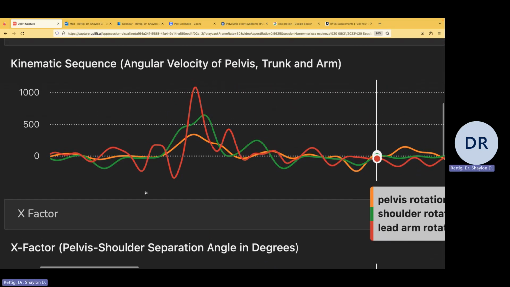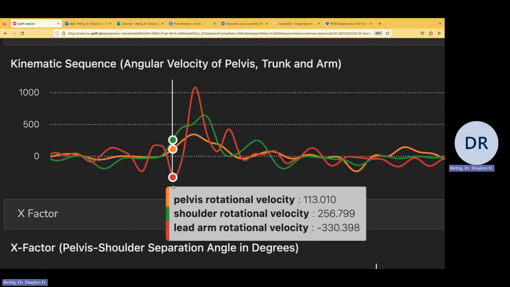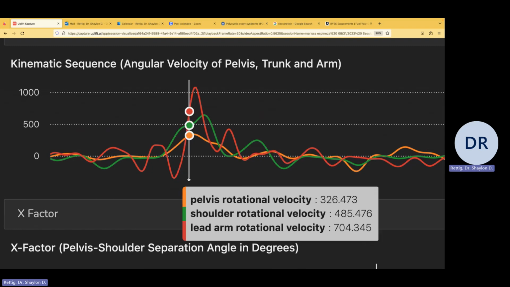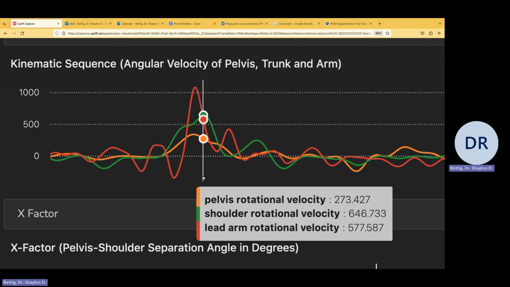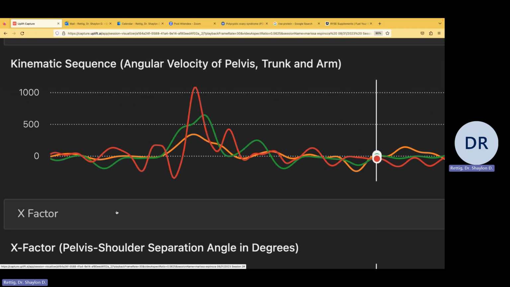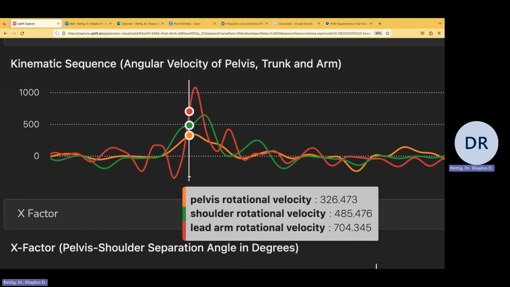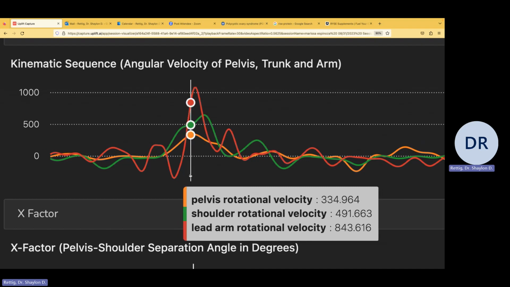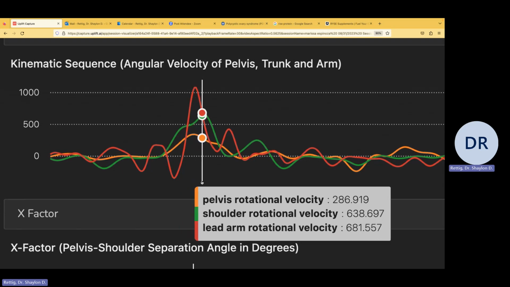The other way to generate power is to have good sequencing. Red represents your lead arm, the orange represents the pelvis, and the shoulder is represented in green, or we could even say the trunk, if you like. Ideally what we want to happen first is your pelvis fires, or I should say it peaks first. Based off of this, you're actually leading with your pelvis, which is good. But then your arms seem to happen next, and then your shoulder.